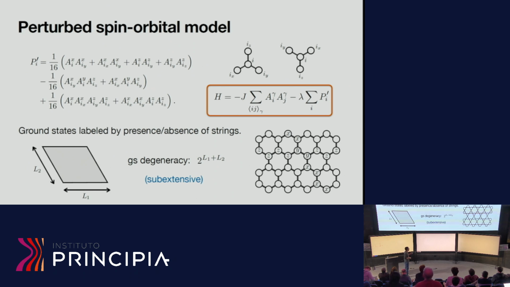So you add this as a perturbation to the original Hamiltonian, and this will break the conservation of the plaquette operators, but we still have these rigid strings that commute with the Hamiltonian. Now you can label the states in the ground state manifold by the presence or not of these strings, by the action of these line operators.